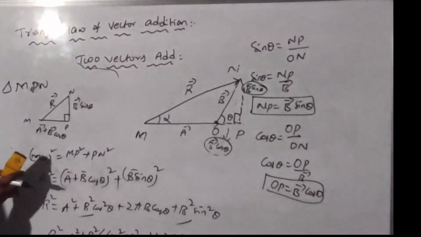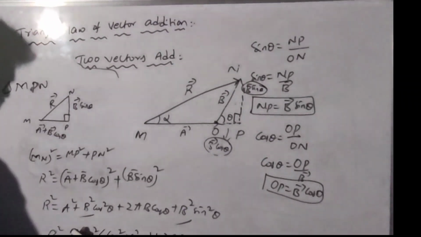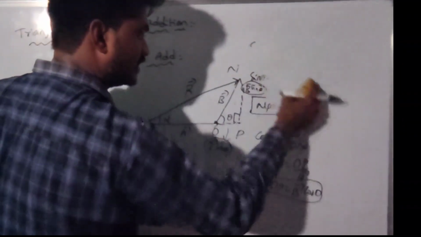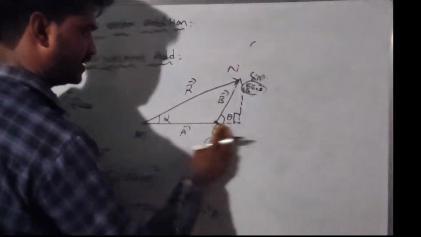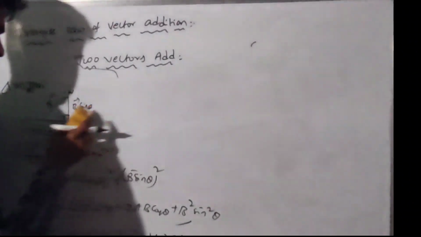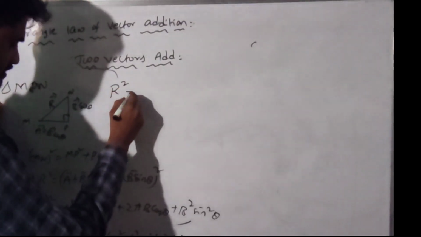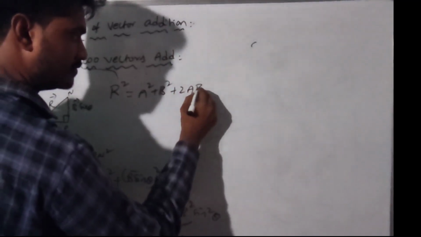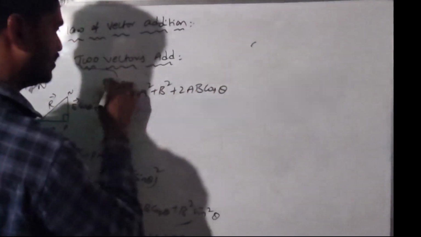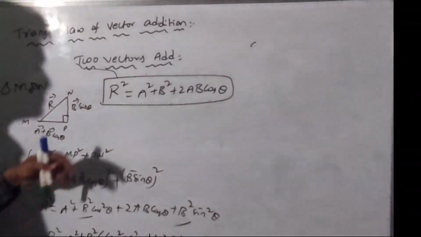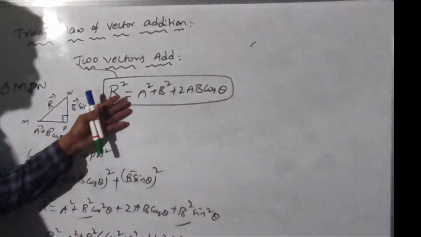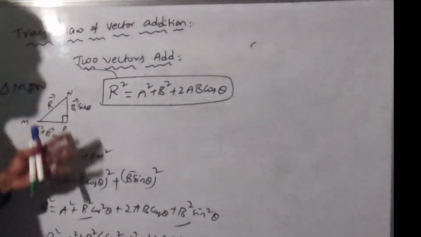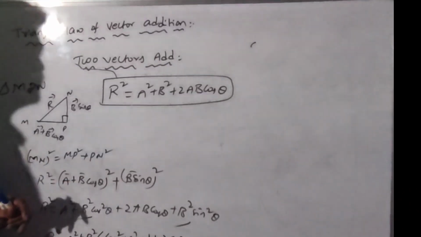Finally, what are we getting here? Cos square theta plus sin square theta is nothing but 1. I am rubbing again; I will draw this one, don't worry. Now R square is equal to A square plus B square plus 2AB cos theta. This is only the magnitude of the resultant vector of the given triangular vectors.